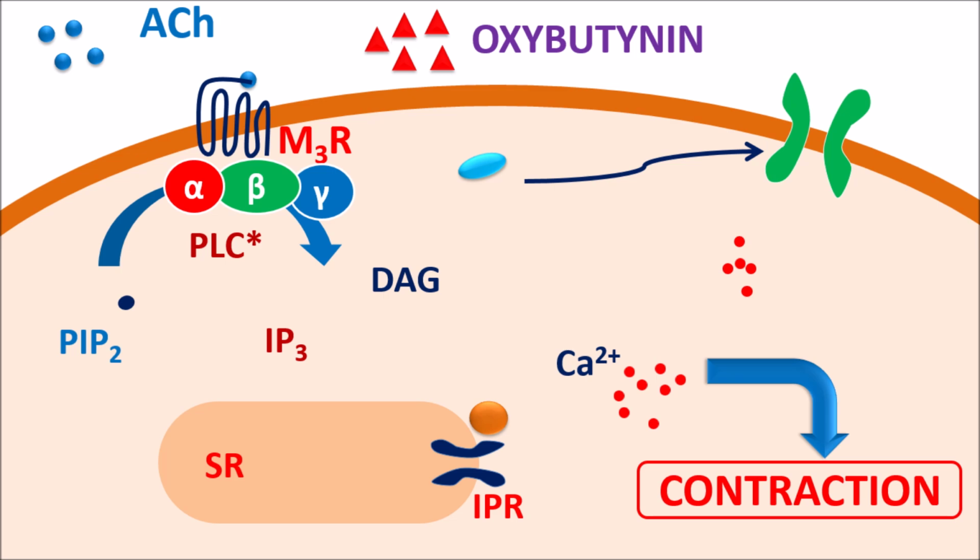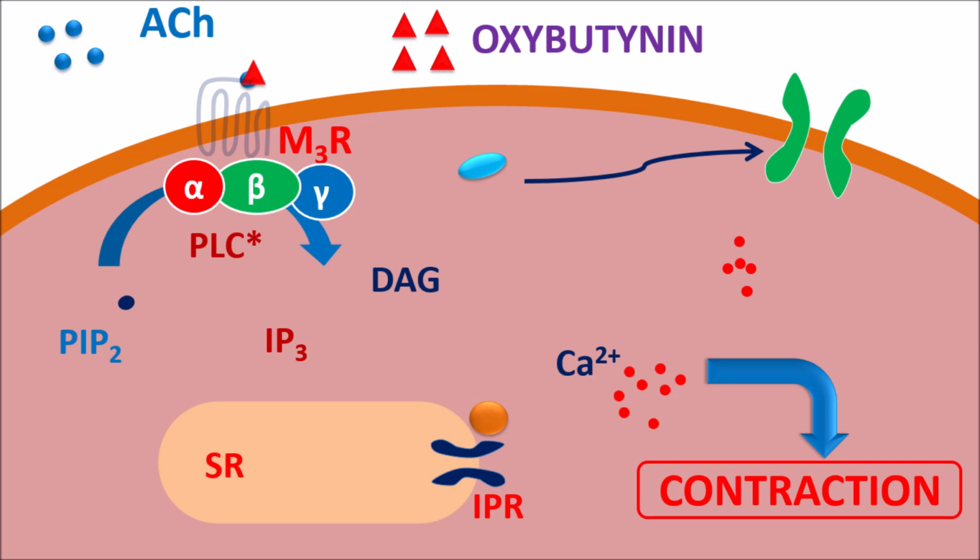Now, oxybutynin acts as a muscarinic receptor antagonist. It can block these M3 receptors, thereby preventing contraction of the bladder. So, it produces an antispasmodic action on the bladder, which relieves the symptoms of urinary urgency and urinary incontinence. Interestingly, oxybutynin does not act on nicotinic acetylcholine receptors, so it only has antimuscarinic actions.